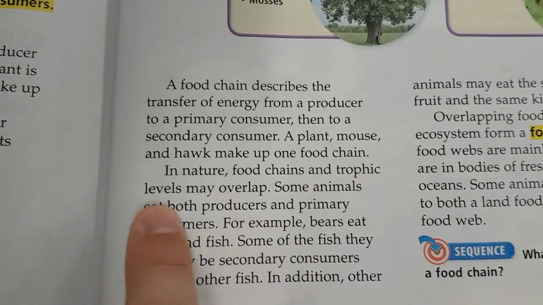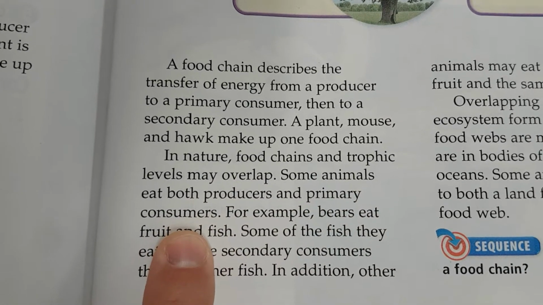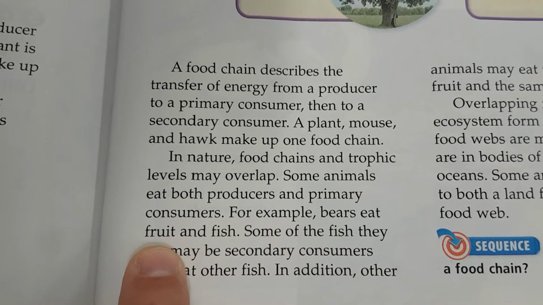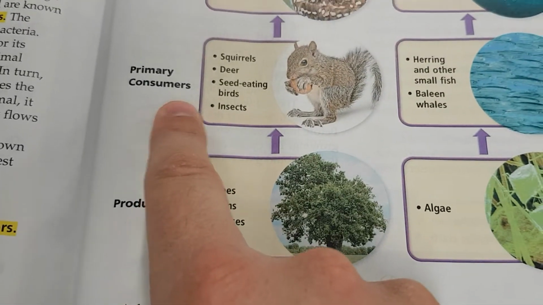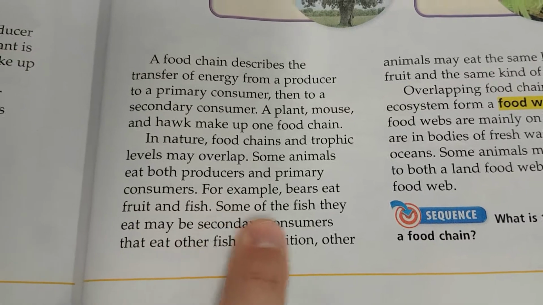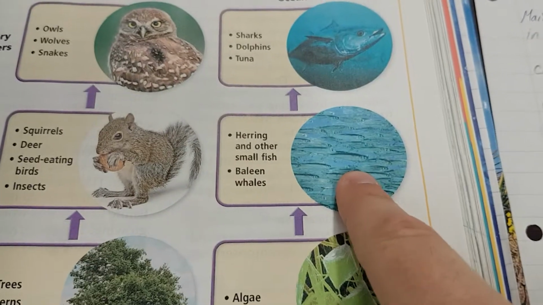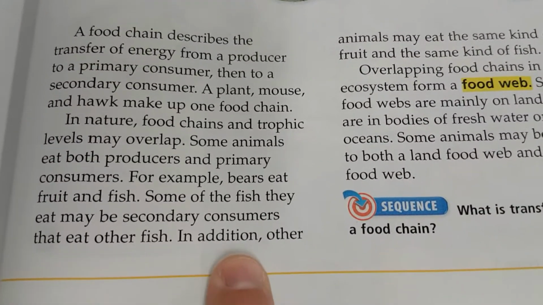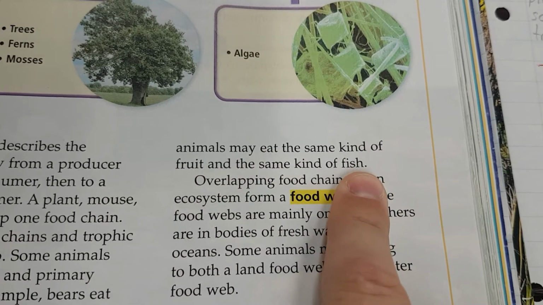In nature, food chains and trophic levels may overlap. Some animals eat both producers and primary consumers. For example, bears eat fruit and fish. Fruit, a plant, producer. Fish, an animal, probably a primary consumer. Some of the fish they eat may be secondary consumers that eat other fish. Oh, so they might be like these fish up here that are eating other fish, and those fish are eating plants. In addition, other animals may eat the same kind of fruit and the same kind of fish, not just the bears.